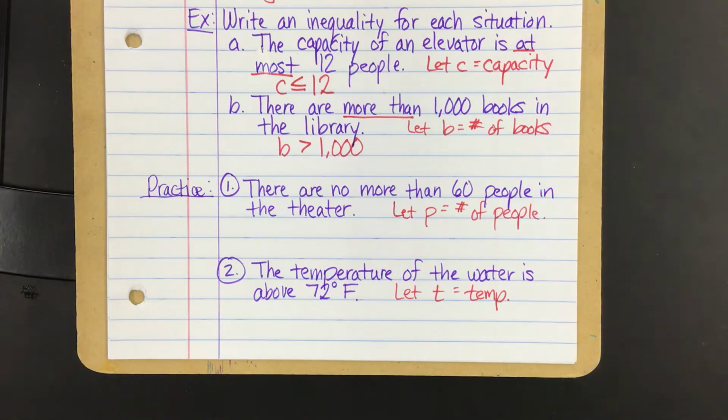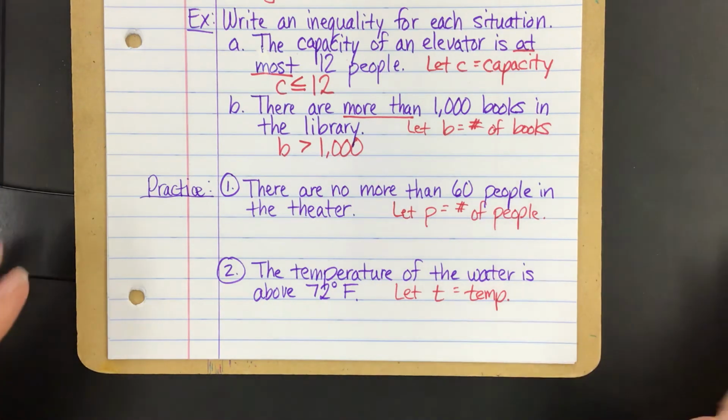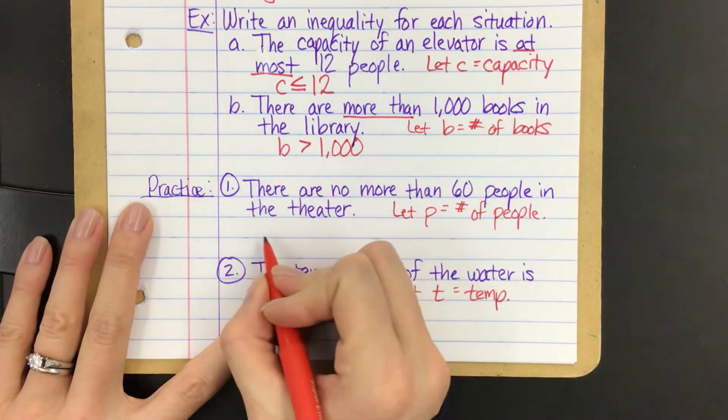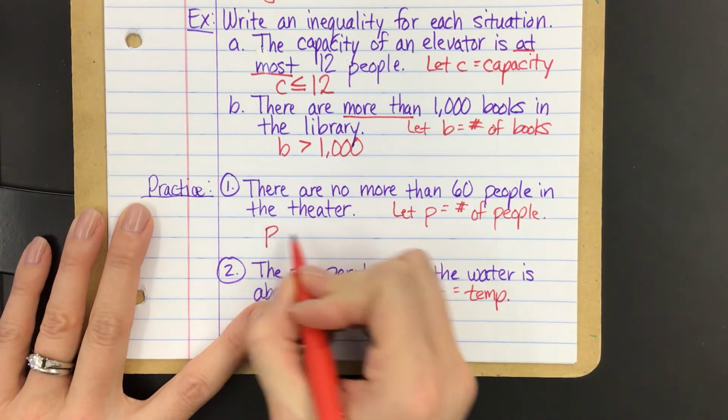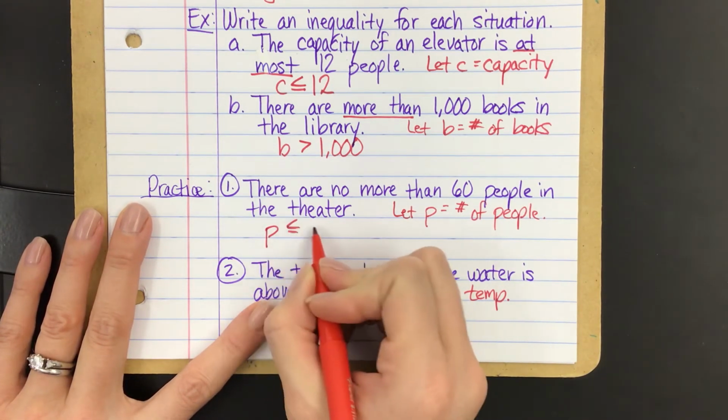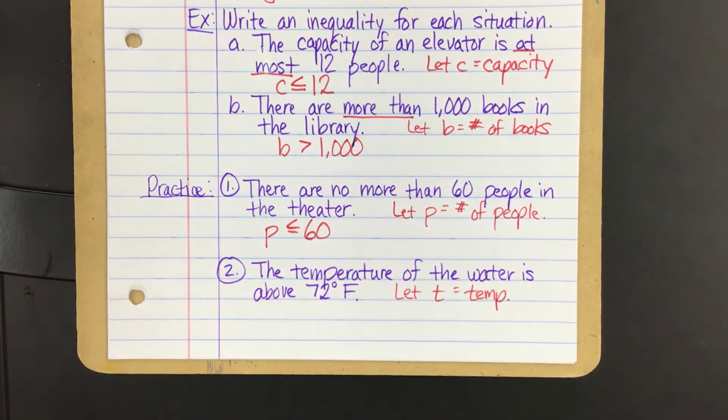All right, somebody want to tell me what they got for number 1? Go ahead, Rhea. So you said P is less than or equal to 60? Yeah, good, because there can be no more, but there can be 60. No more than 60.